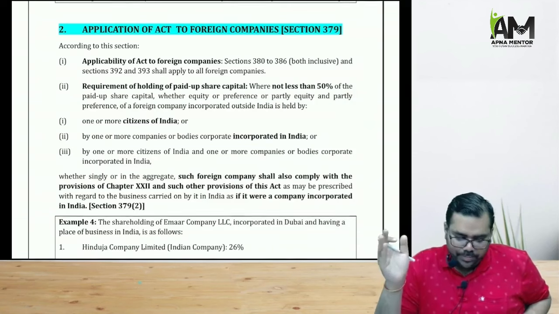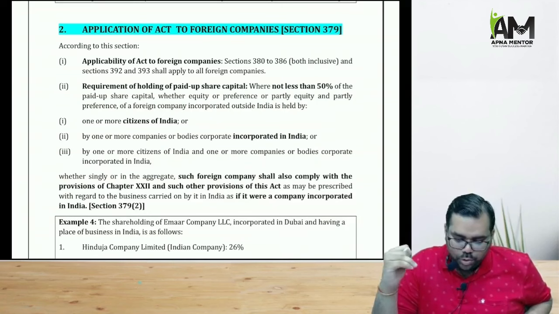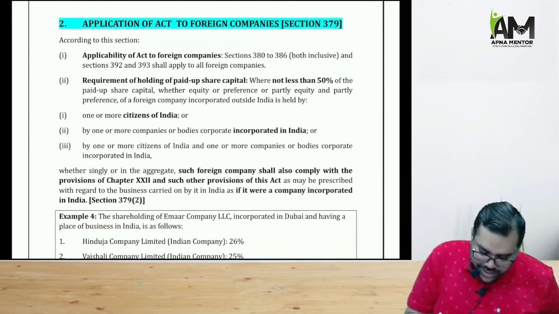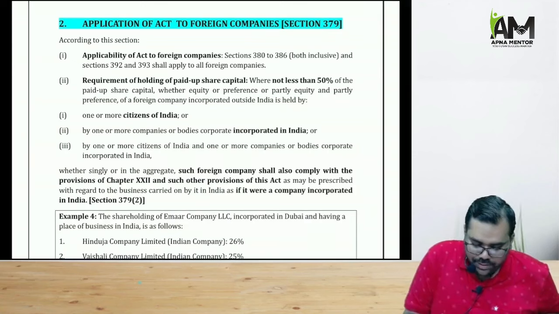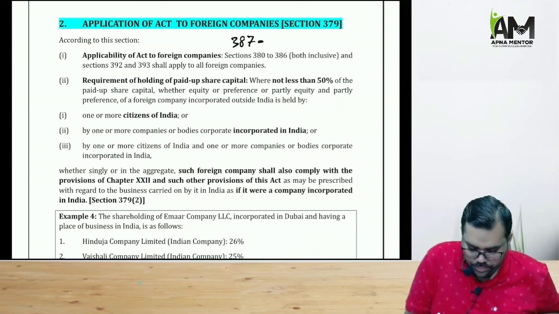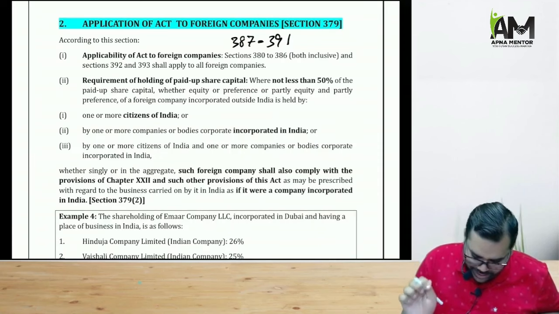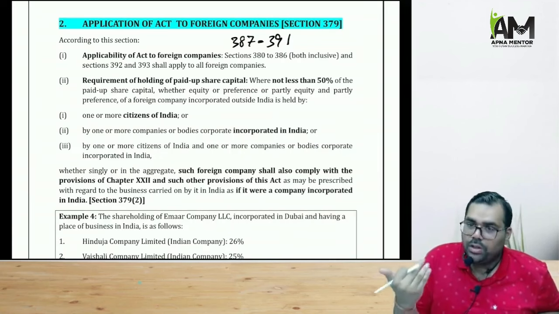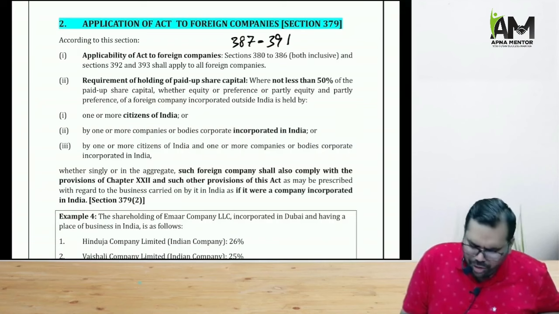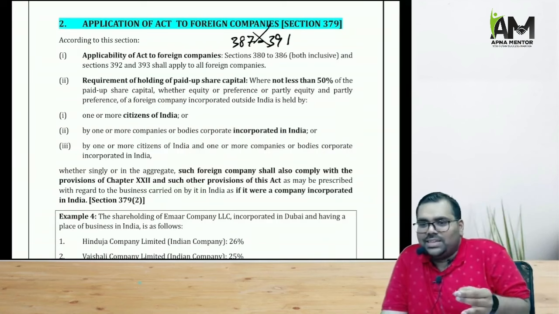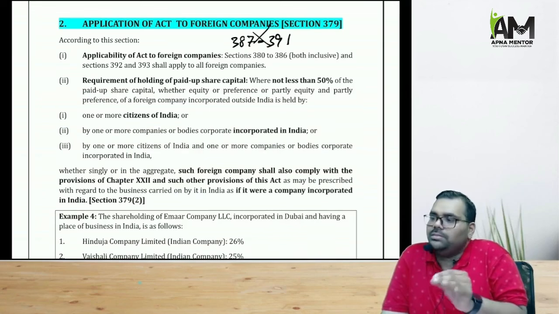Now, what are they saying? Section 380 to 386 and section 392 to 393 shall be applicable to all foreign companies. Means section 387 to 391 will not be applicable to all the foreign companies. But the lawmaker is making things very confusing unnecessarily. Now they are saying 387 to 391 will not be applicable to foreign companies.